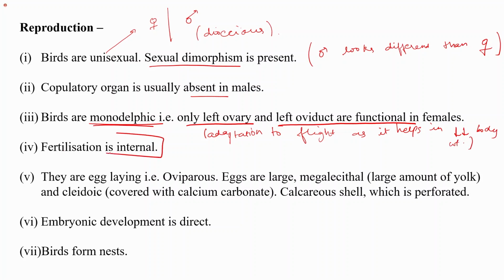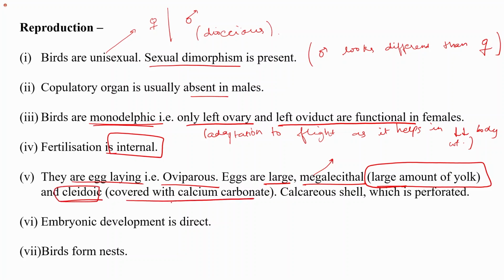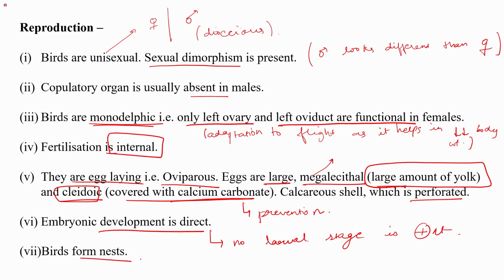Fertilization is internal. They are egg-laying, that is, they are oviparous. Eggs are large. They are megalecithal. Megalecithal means, as I already mentioned, large amount of yolk, and cleidoic means which is covered. So it is covered with the calcium carbonate. This calcareous shell is perforated. So this helps in prevention. Fine. So embryonic development is direct. What do we mean by this? No larval stage is present. Right?